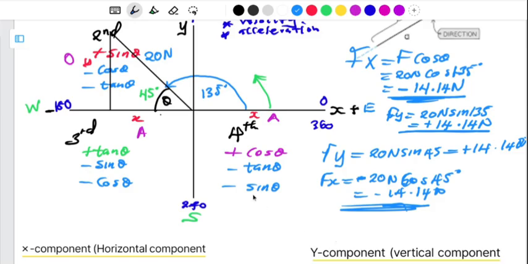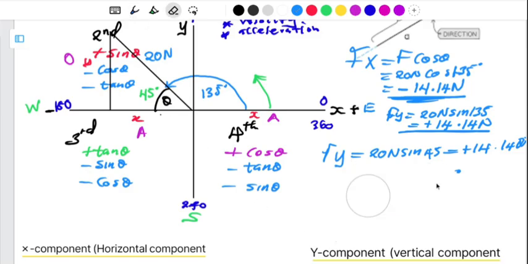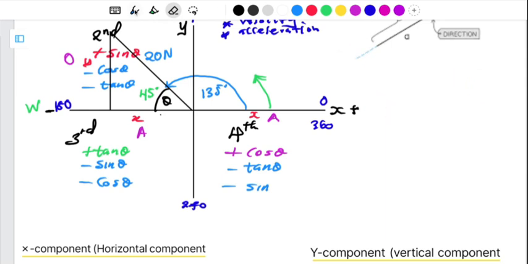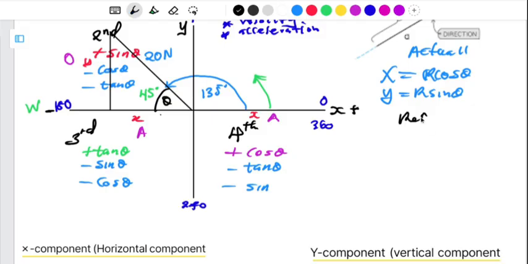So let's just do a recap. What formulas are you supposed to use when you have been given the actual angle for you to find the x component and the y component? For the x component, you need to use this. For the y component, you need to use this. That is when the angle is the actual angle. Then when the angle is a difference angle, which formulas are you supposed to use?